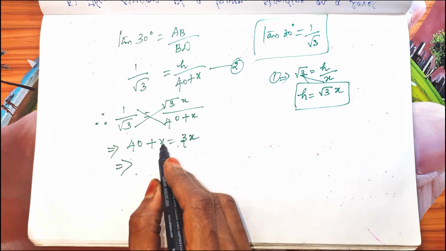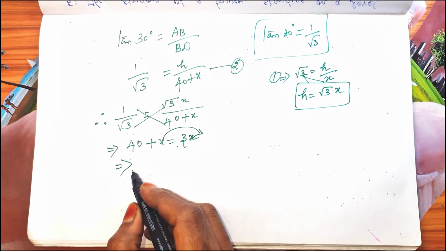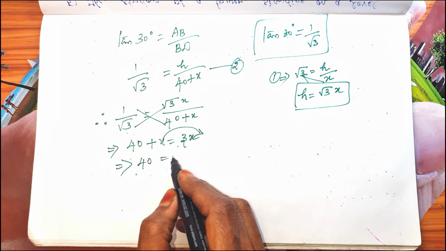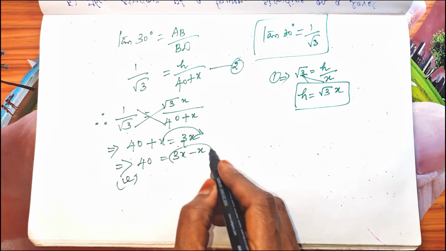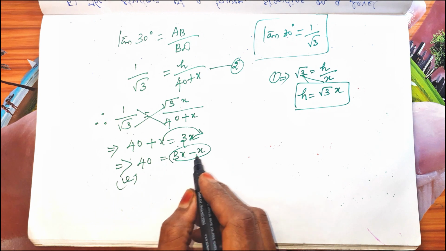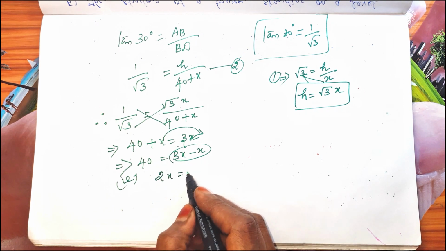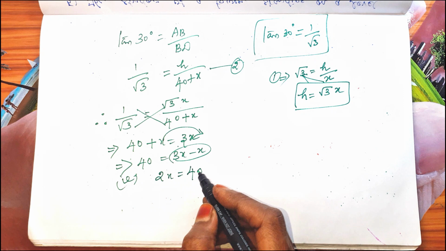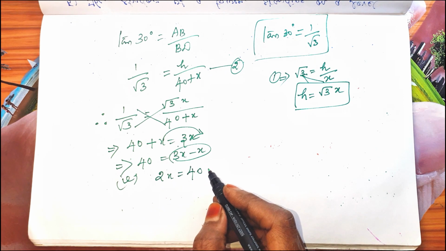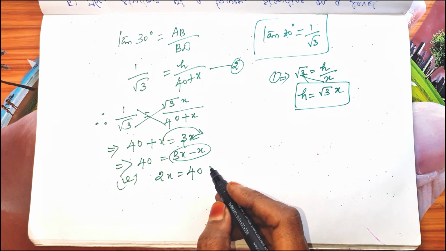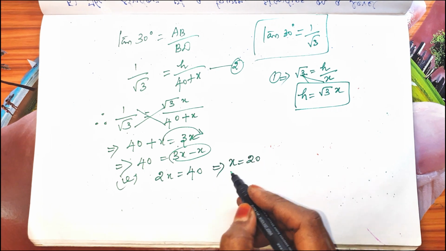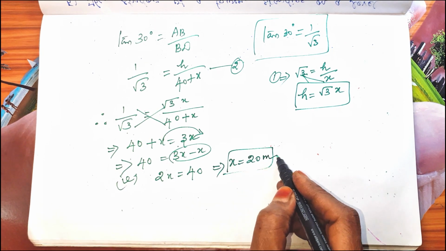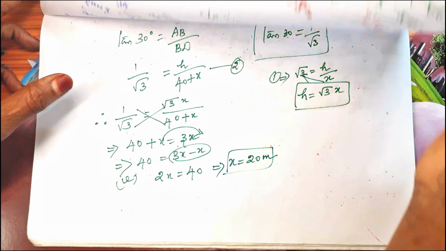Am I right? So bring that x to the other side. So 40 equals 3x minus x. We can rewrite this, taking this to the left side: 3x minus x is 2x, which is equal to 40. So what is finally x? x is equal to 40 by 2, so it is 20. It is 20 meters.